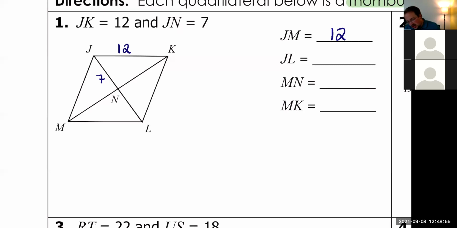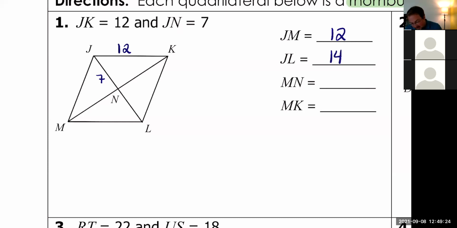Next on our list is JL. 14. How'd you come up with that? Because half of it's 7. Okay, half of it's 7. And just to make sure we're not accidentally pulling something from rectangles, up above, we should see that the last one there from parallelogram says that diagonals do in fact bisect each other, which means 7 is indeed half. Doubling it would give you the whole thing, which gives us that 14.